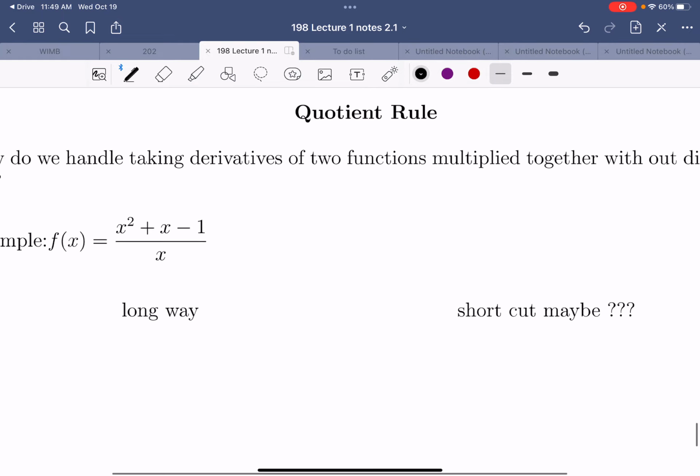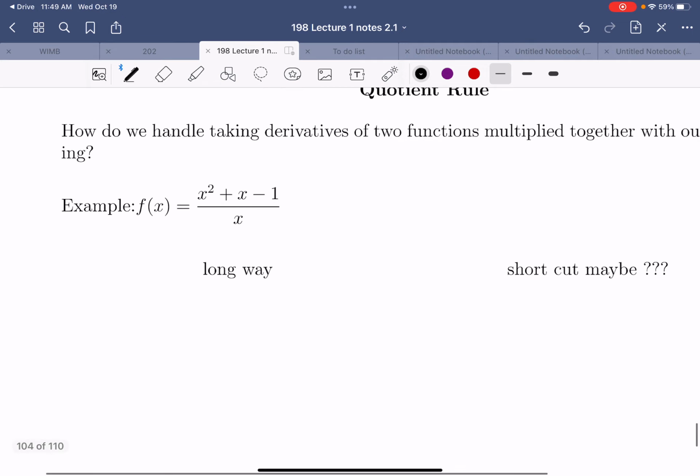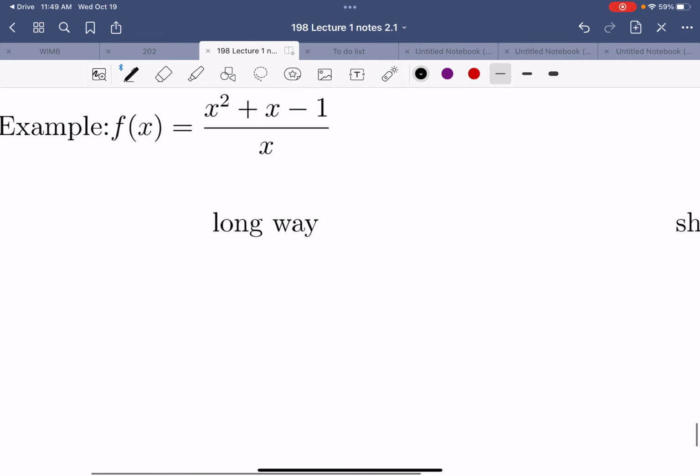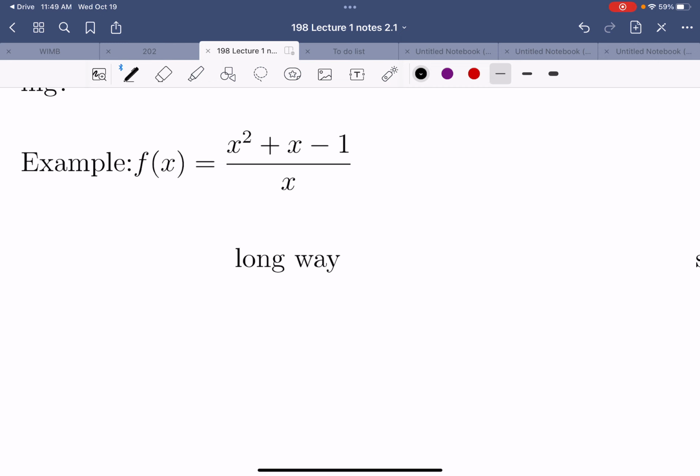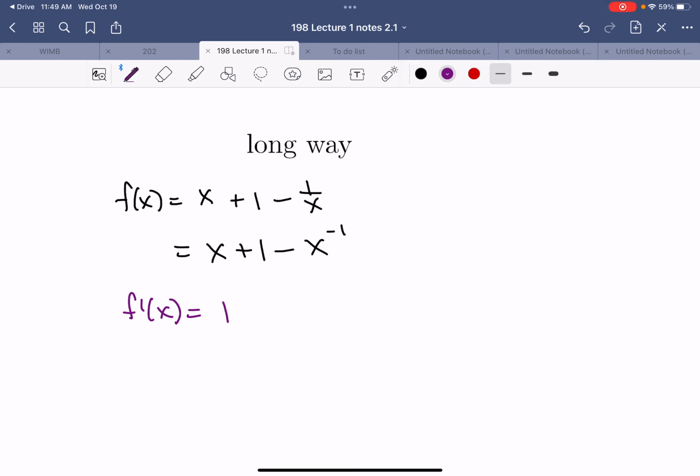Similarly, we need to be able to handle division, right? So the long way for x squared plus x minus 1 all over x would be we would divide through by that x. So it would be x plus 1 minus 1 over x, which I would write as x plus 1 minus x to the negative 1. And then we would take the derivative. So the derivative would be 1 plus x to the negative 2, which is 1 plus 1 over x squared. That's my derivative.